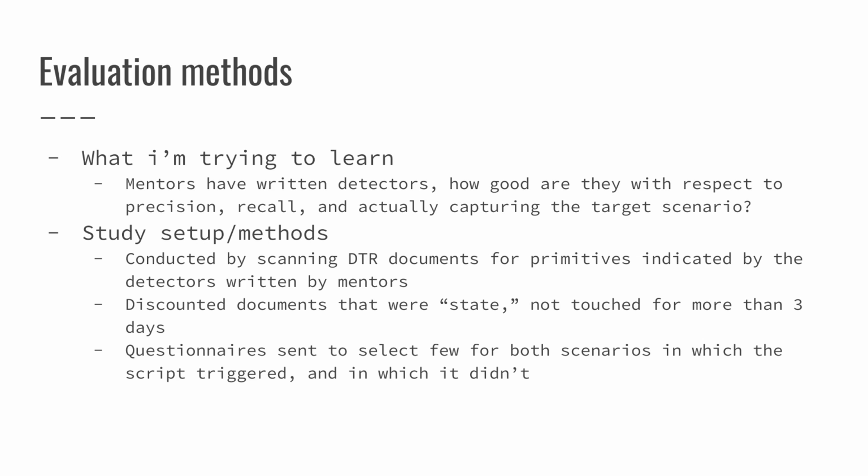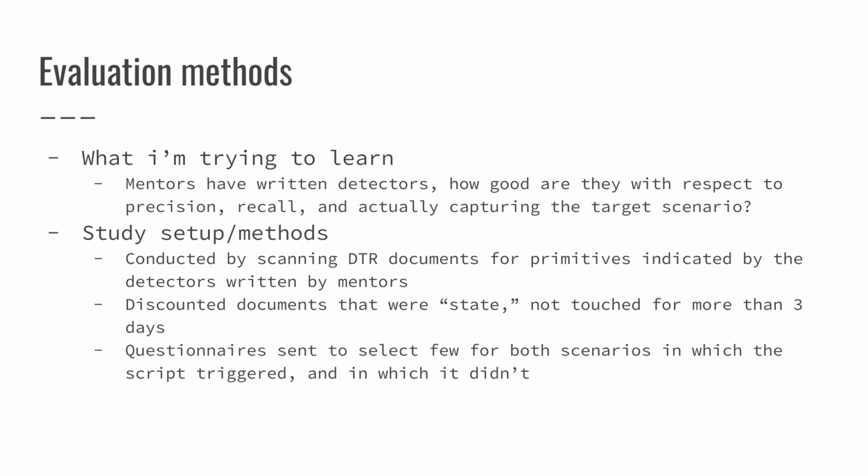For the study setup and methods, we conducted this by essentially Wizard of Ozing the system model. Essentially, I acted as the actual system and scanned the DTR documents looking for the primitives indicated by the mentor orchestration scripts. We imposed a rule, which was that we discounted documents that were stale. That means, it's a typo, but not touched for more than 3 days. And this was to maintain accuracy to a certain extent. And this could have been tweaked later on, but yeah.